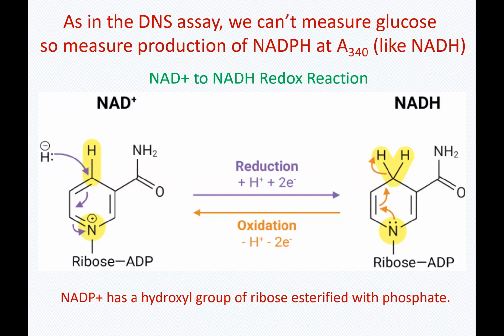As with the DNS assay, we cannot measure glucose directly, so we'll measure production of NADPH at A340, 340 nanometers, just like we'll do later in the semester with NADH. Here's an example of the NAD to NADH redox reaction. Note that NADP is the same way, but it has the hydroxyl group of ribose esterified with phosphate. Otherwise, it's the same exact reaction.